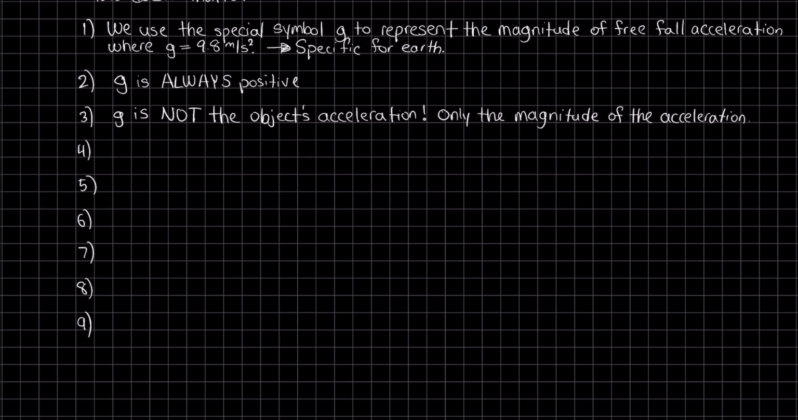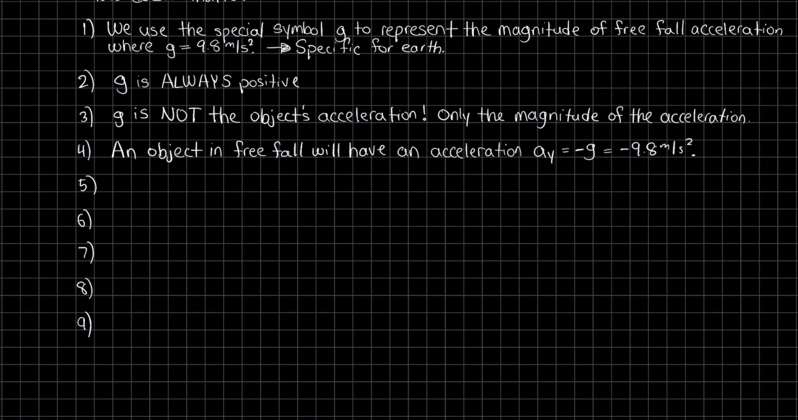Here's the third point. The third point is that g is not the object's acceleration. G is only the magnitude of the acceleration for an object in free fall on the earth. We'll talk about how we define the acceleration, but think about g as just being a property of earth. We will talk about how to define an object's acceleration in free fall in just a moment.